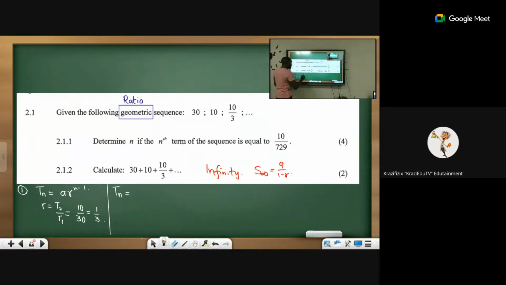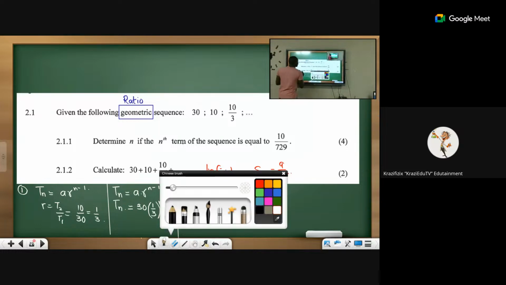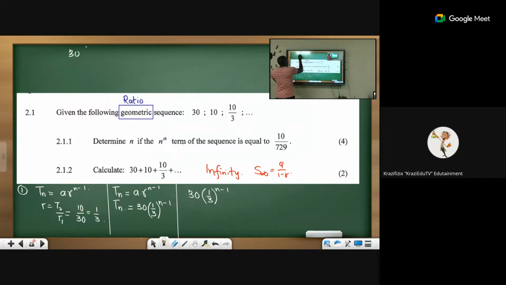What is my A? Remember, A times R to the power n minus 1. What is my A? First term, 30. What is my ratio? 1 over 3 to the power of what? N minus 1. This is my Tn. But now I am looking for n, and I know my Tn. Let's work through. I hope my slowness is not offending anybody, just to make sure we are all good. Please, and I said, do not do this: 30, 1 over 3, n minus 1.